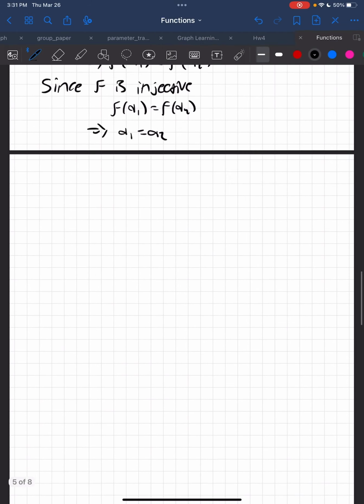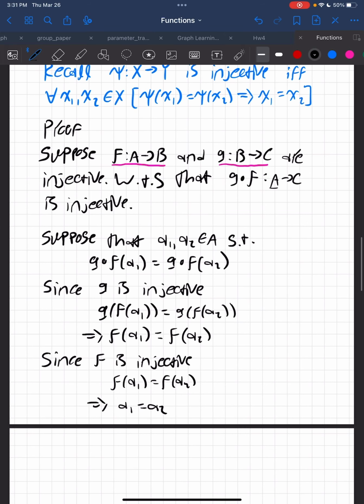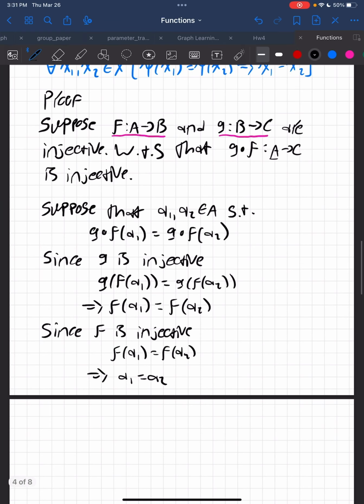And we're done. We've chosen arbitrary elements of the domain. Suppose that g composed with f applied to those elements gives you the same value. And we find, using the properties of g and f, that those elements must be the same. So we conclude by saying, therefore, g composed with f is injective.